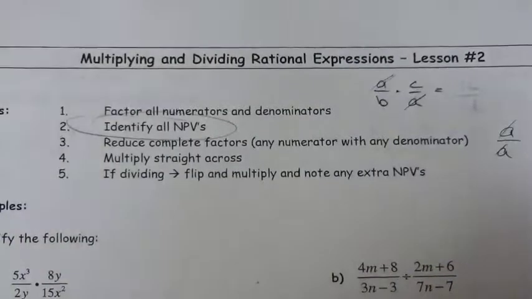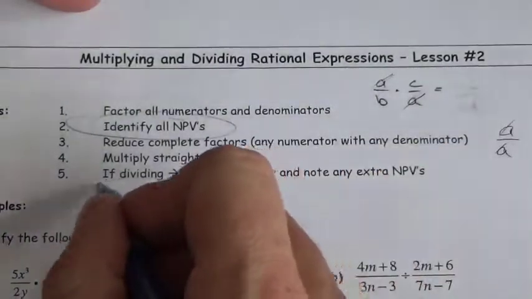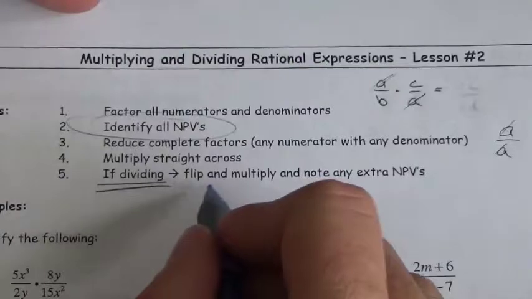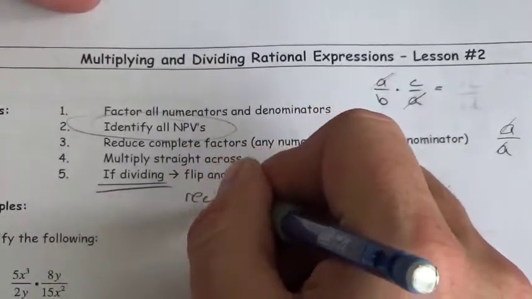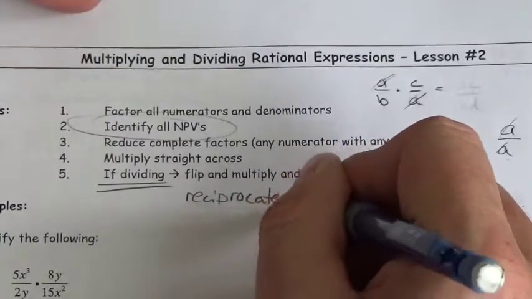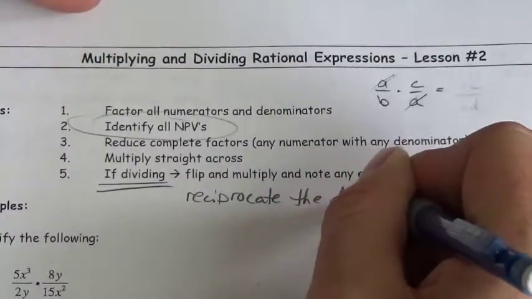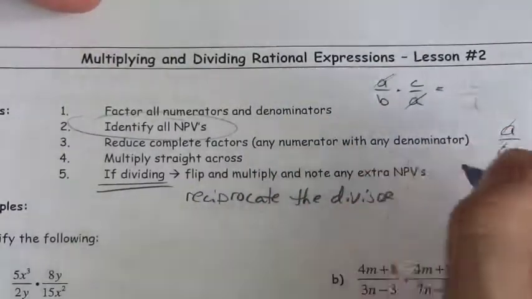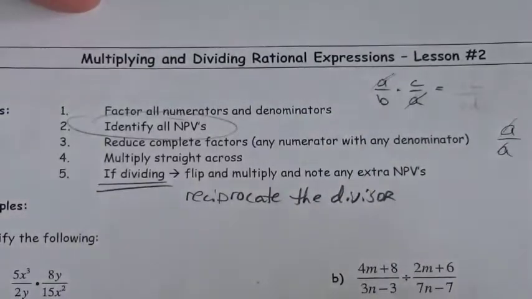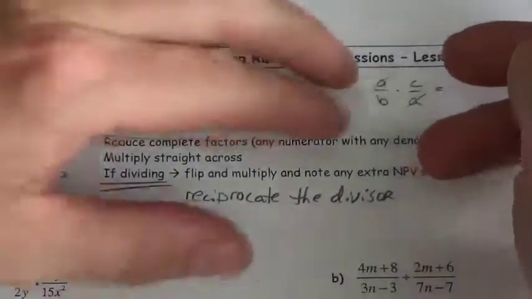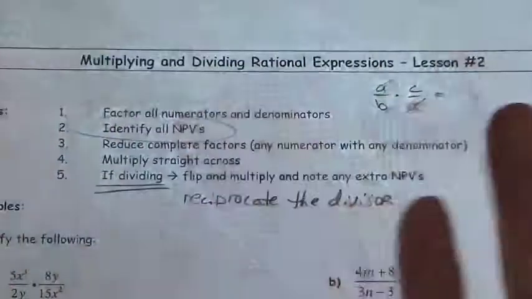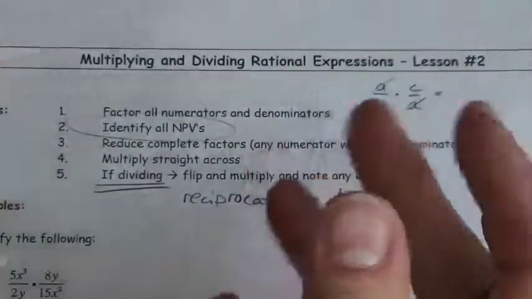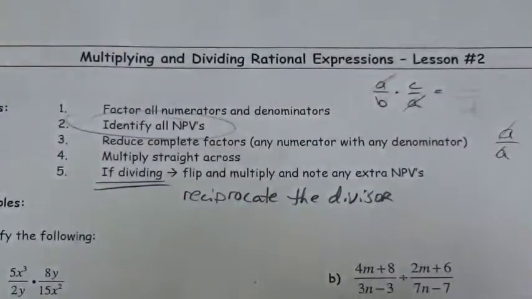Now that's true, except where there's division. And remember, with division you have to reciprocate the divisor. That changes things just a little bit, but not much. Essentially what we would do here is you'd factor, and then you would flip that, and once you've converted it to multiplication, it becomes one of the problems we were just talking about.